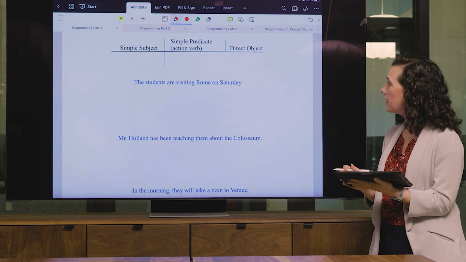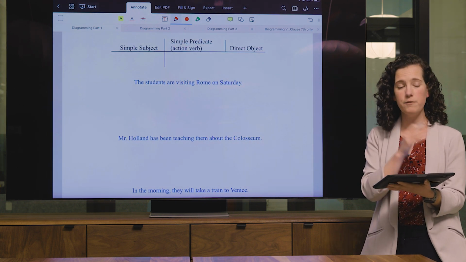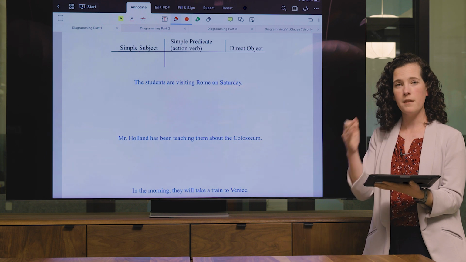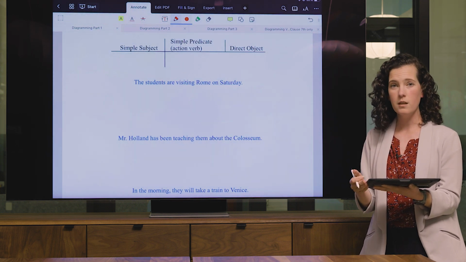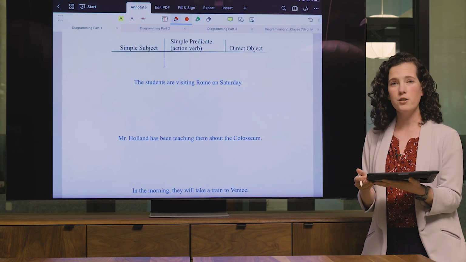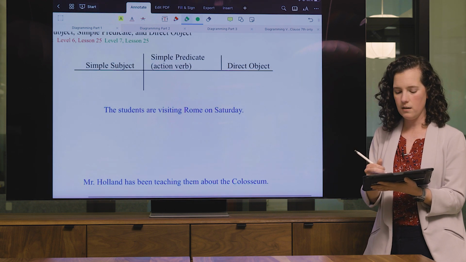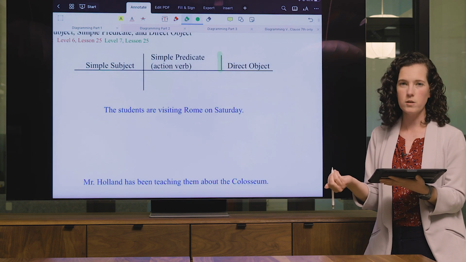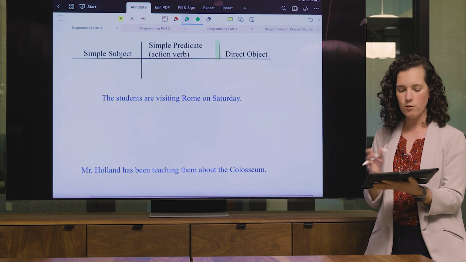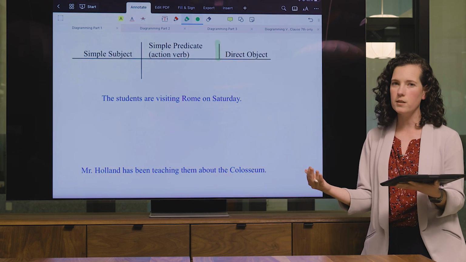It is diagrammed like this. We have, again, our subject on the left, then a vertical line, then our simple predicate. That never changes. Now we add on to that a direct object. It has a different shape line. Notice that this line stops at the horizontal. That is how you identify a direct object versus a predicate.